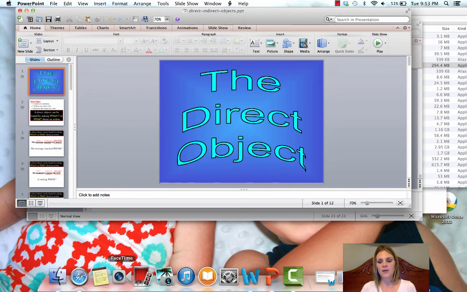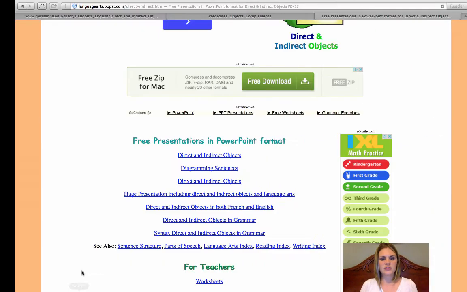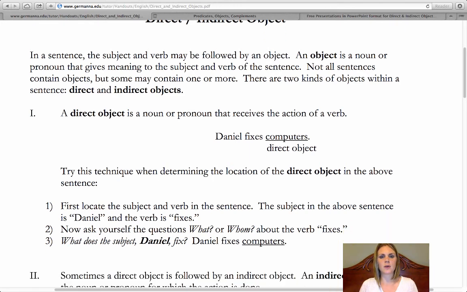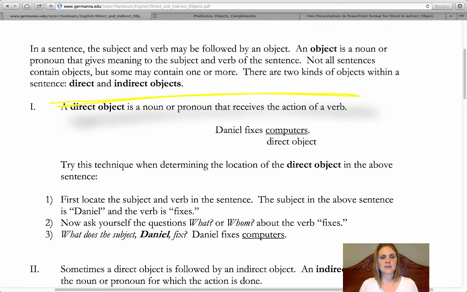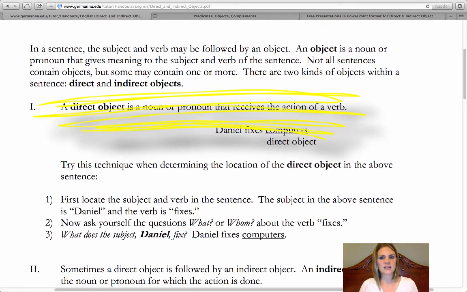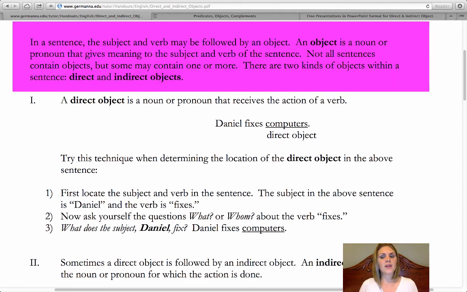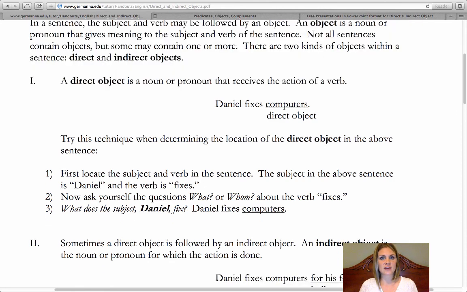Okay, I have one other thing I want to show you here, just for a little more practice. All right, so we're looking at, again, direct and indirect objects. It's just another way of thinking about it, different wording. In a sentence, the subject and verb may be followed by an object. An object is a noun or a pronoun that gives meaning to the subject and verb of the sentence. Not all sentences contain objects, but some may contain one or more. There are two kinds of objects within a sentence, direct and indirect objects.